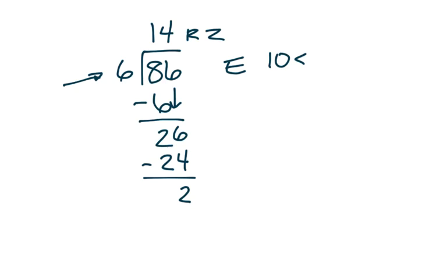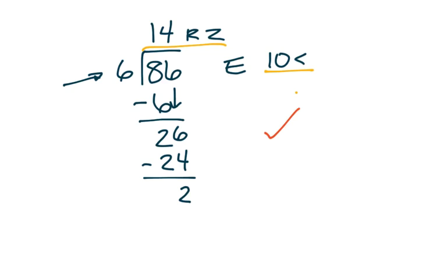Okay? Now, to check this, we're going to look at our estimate. Our estimate was 10, as you see right here, and we said that the answer should be greater. Our answer was 14, remainder 2, so that seems reasonable. Now, I'm going to check my work. And this is how you check your work.